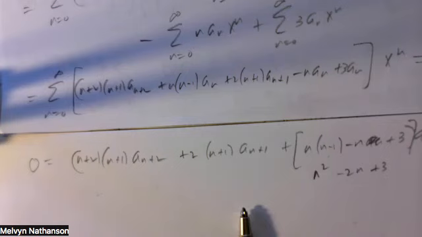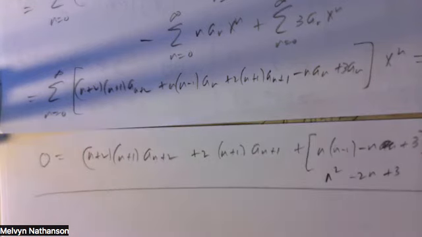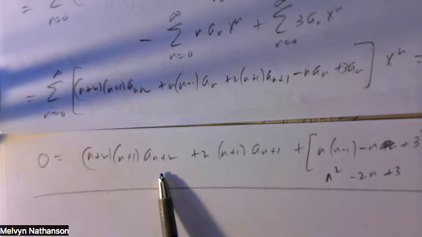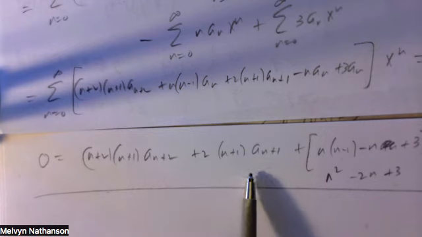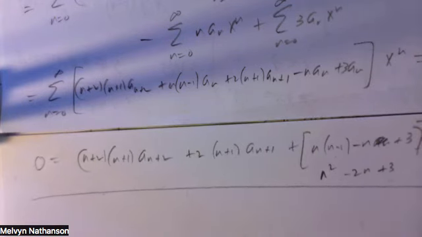Oh, actually, so we don't have to solve that. This is all we have to do for this problem. It just wants us to find a recursion relation, or the condition that the coefficients of the power series have to satisfy. It's (n+2)(n+1)a_{n+2} + (2n+1)a_{n+1} + (n^2 - 2n + 3)a_n. That's all we're being asked to do in this problem.